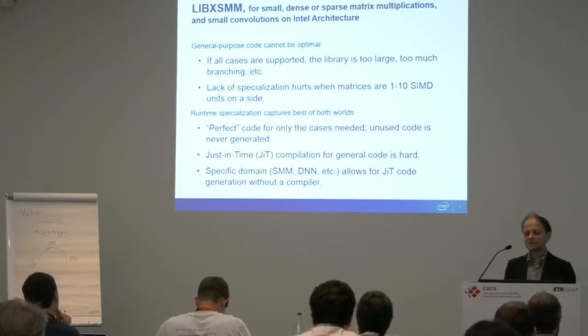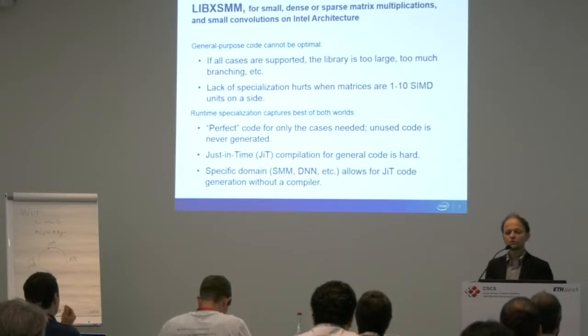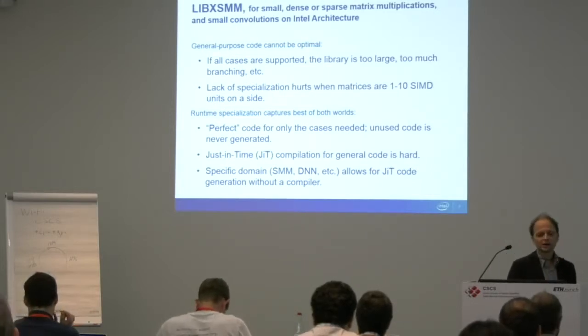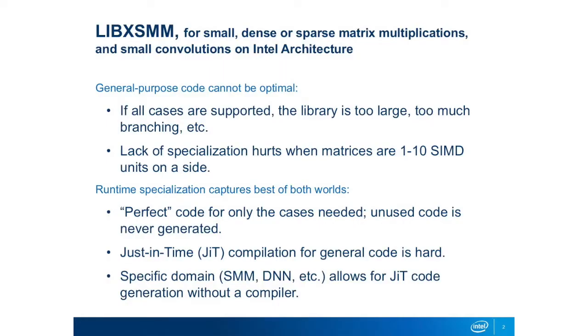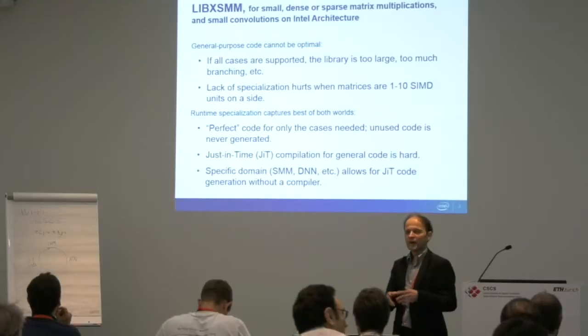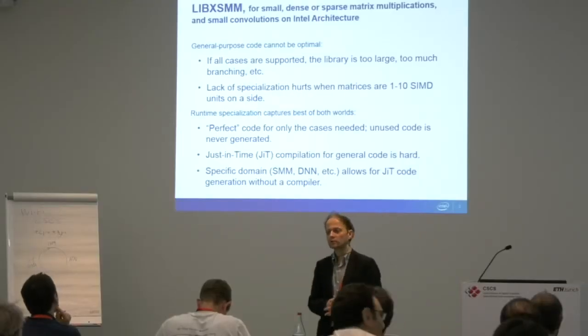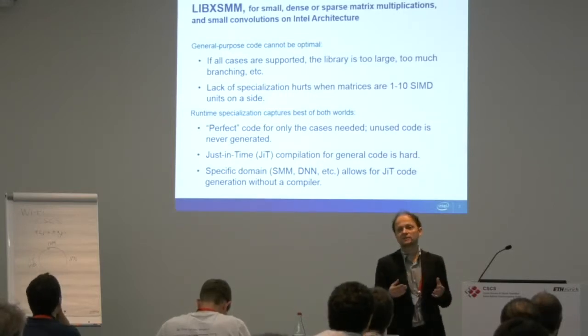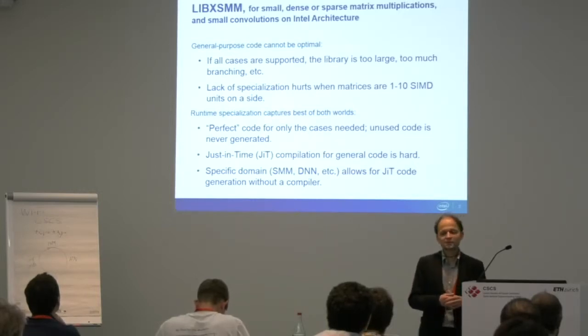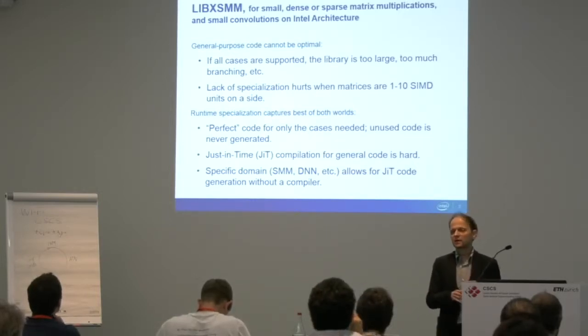And there is a lack of specialization that hurts when matrices are 10 to 1 or 1 to 10 SIMD units on a side. And the perfect code is only needed for some cases. Then it is basically a good idea to look for just-in-time code generation. And in the beginning, it always sounds crazy to do this because you may look at popular frameworks like LLVM. They are known for just-in-time code generation, and many people think that's the way to go. And then you look at the complexity of these frameworks, and this is not so complex in this case. It is much easier for us.